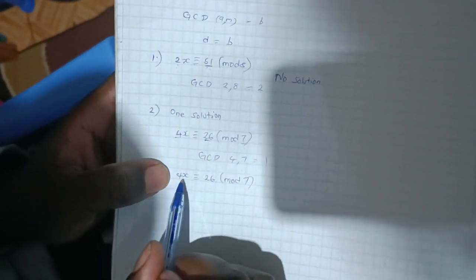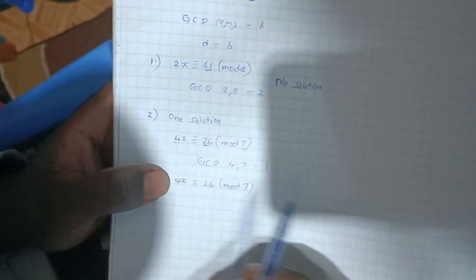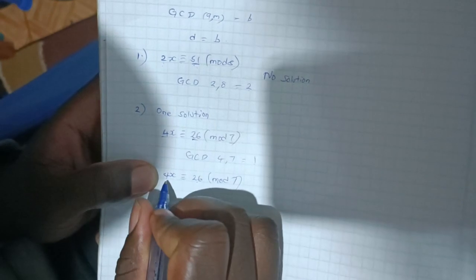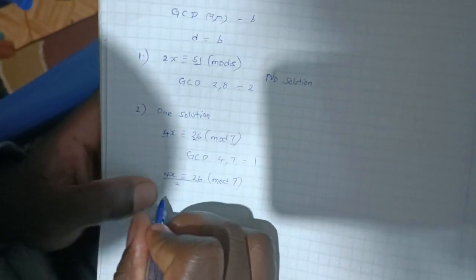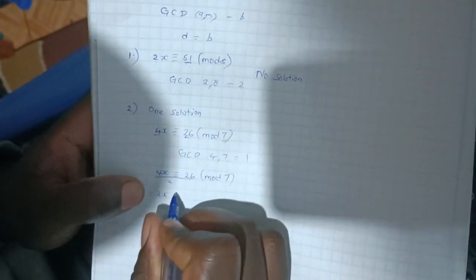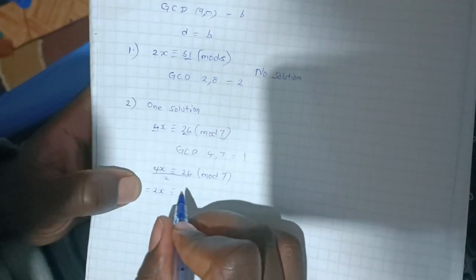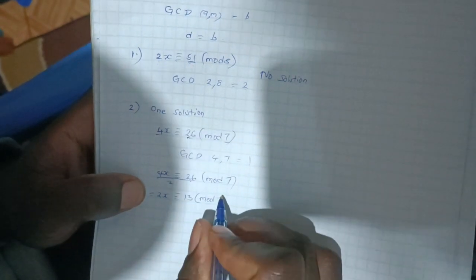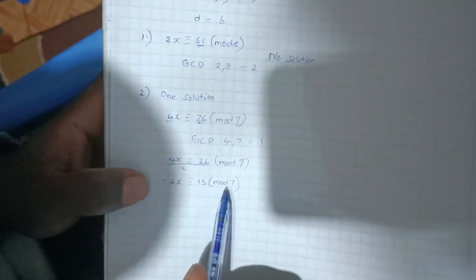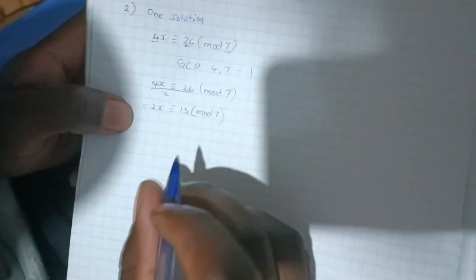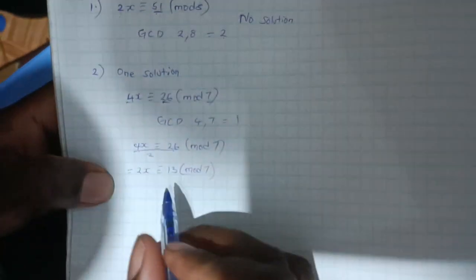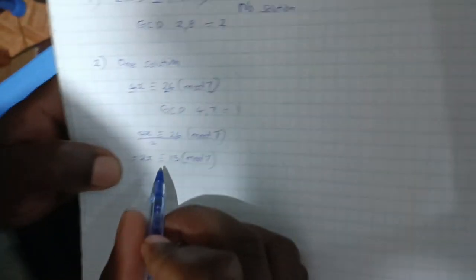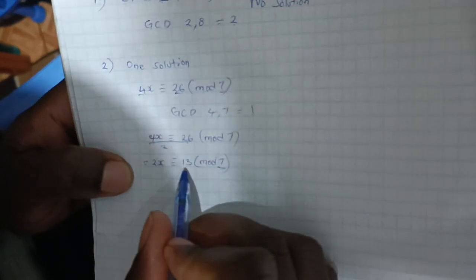We take these values A and B, we divide them by 2. So we get 2x congruent 13 mod 7. You notice here we have not divided this mod 7. So at this point you ask yourself if you can add or subtract multiples of 7 to 13.